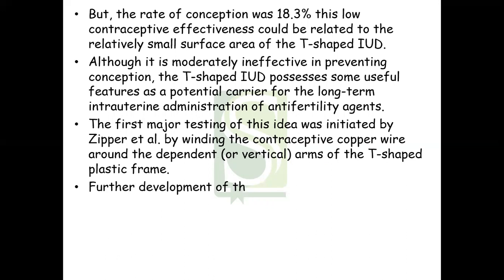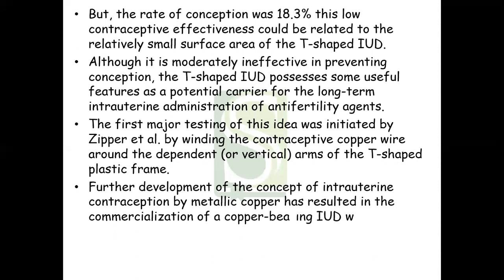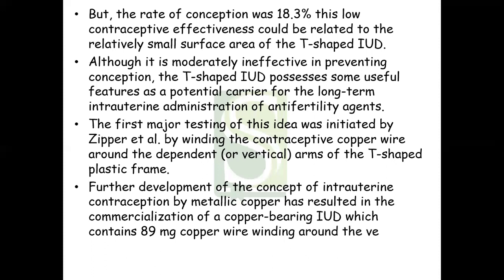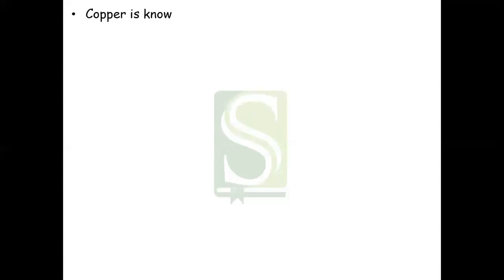frame. Further development of the concept of intrauterine contraception by metallic copper has resulted in the commercialization of a copper bearing IUD, which contains 89 milligram of copper wire binding around the vertical limb of a 7-shaped polypropylene plastic device to give an effective surface area of approximately 200 mm square.